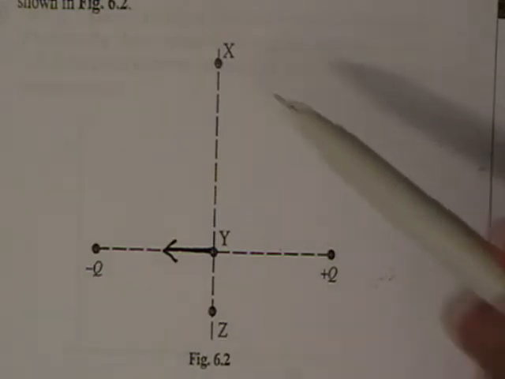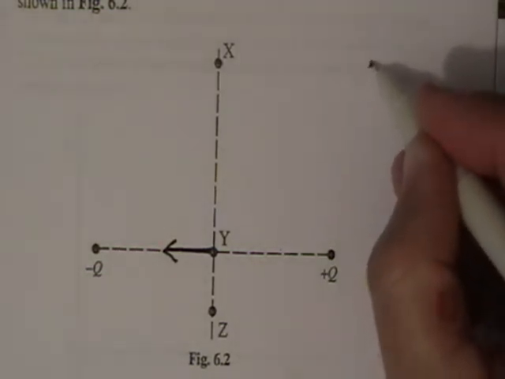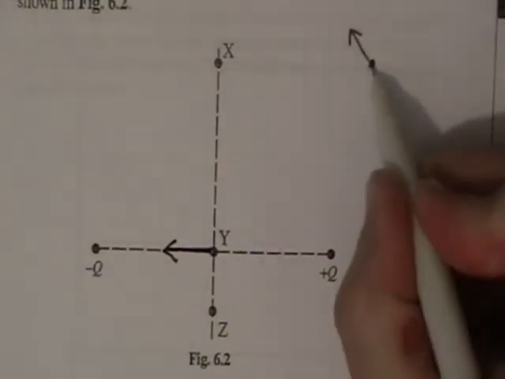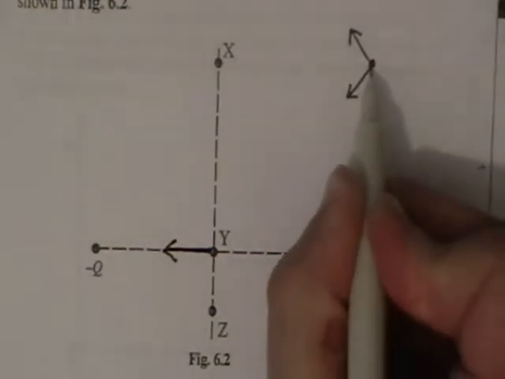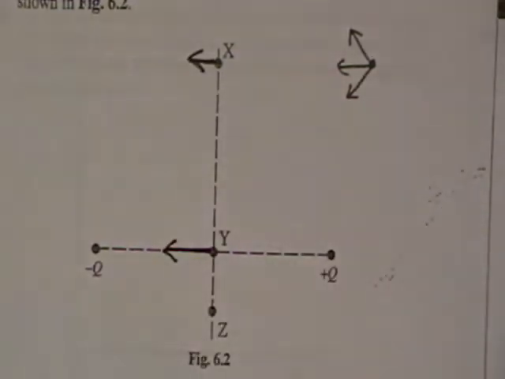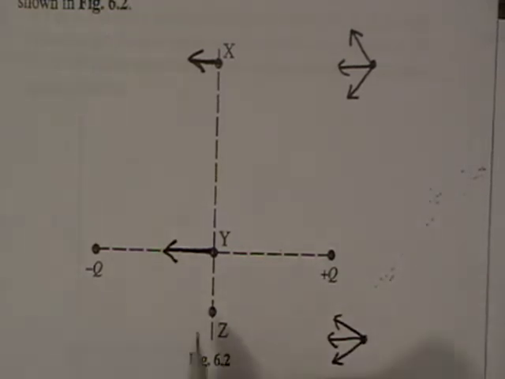If we take a look at x, this is x. x would be pushed by the plus q, and it would be pulled by the minus q, which overall gives a field in that direction. So again, we have a field acting from right to left there. For z, z is going to be pushed away by plus q, and it's going to be attracted by minus q, which again gives us an overall field or force acting in that direction. So all of those will be horizontally from right to left.